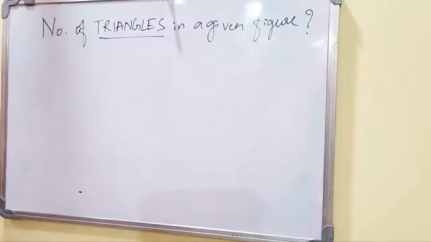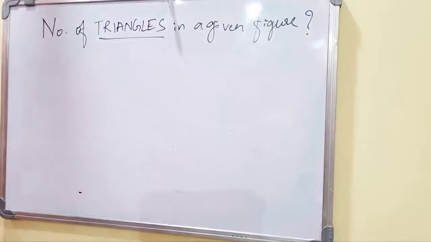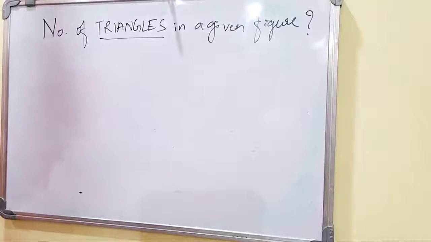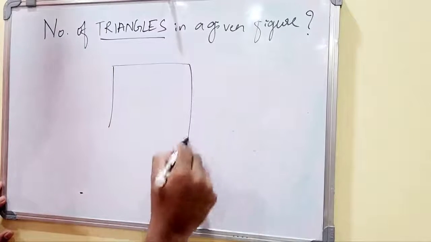Let's continue the discussion. Now, the task is to find the number of triangles in a given figure. There are several tricks, and lots of variants come. So, let us look at each one of those individually. The first question is this one. This is the given figure.